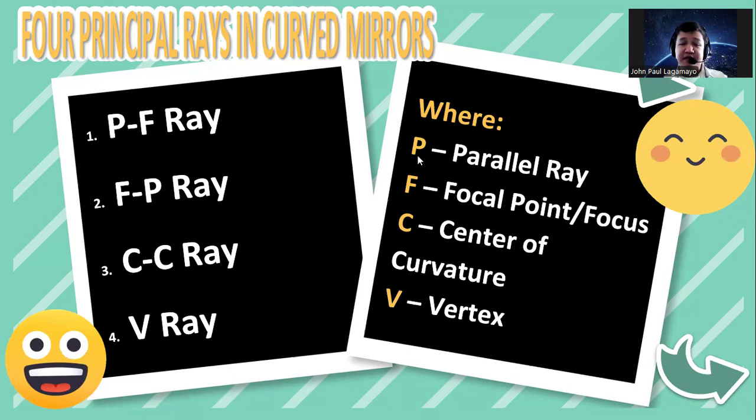So P represents the ray parallel to the principal axis, F the focal point or the focus, C the center of curvature, and lastly, letter V the vertex. So those are the four principal rays in studying curved mirrors, concave and convex. Let us remember them one by one.